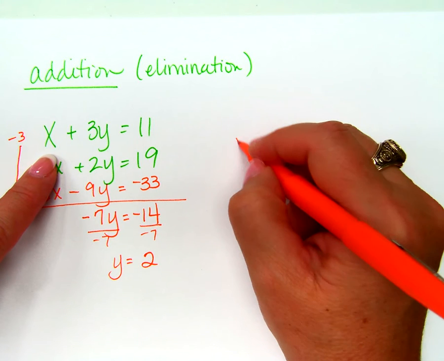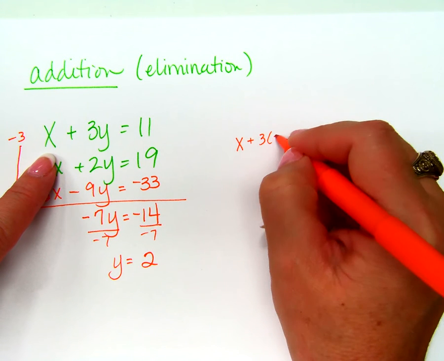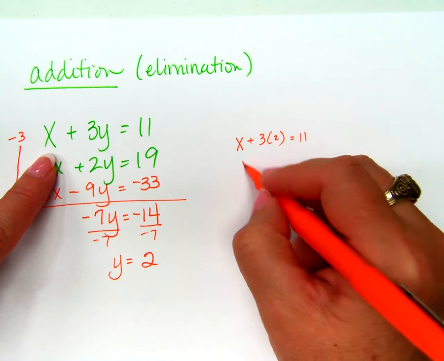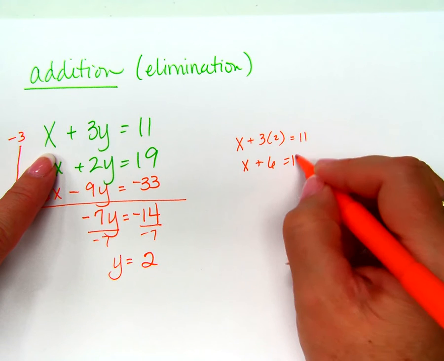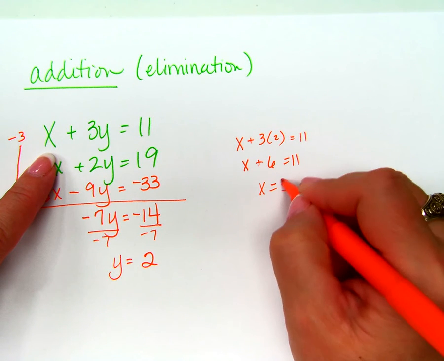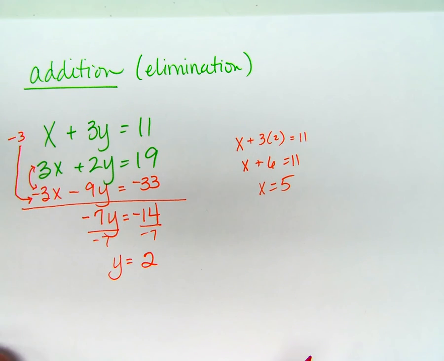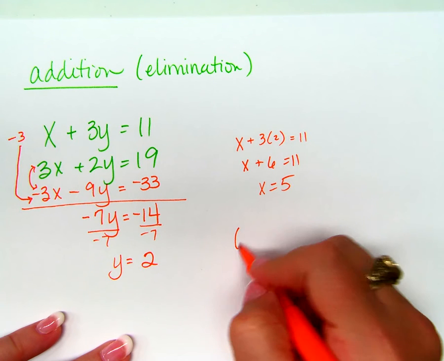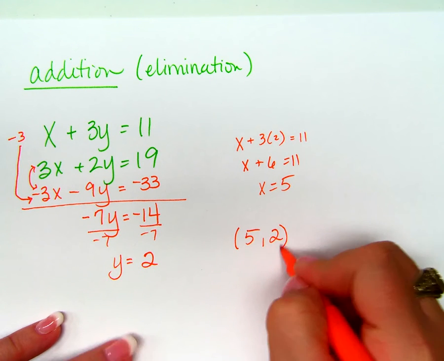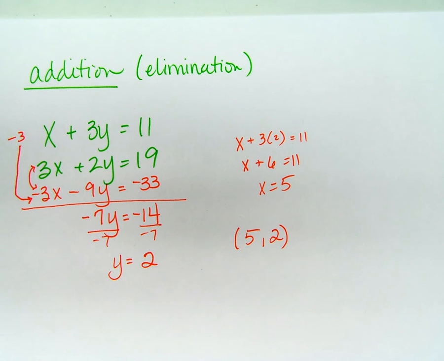Yeah. x plus 3 times 2 equals 11. So x plus 6 equals 11. So x equals 5. So my answer is 5, 2. Yes?